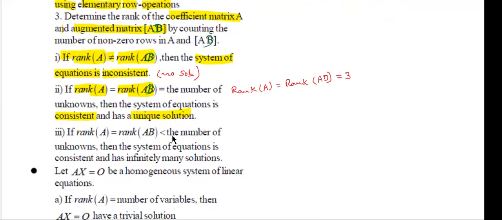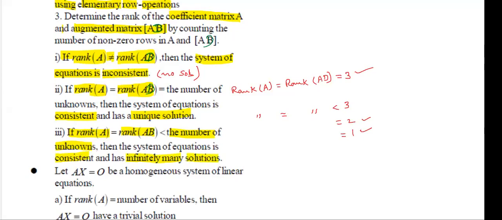Okay. And observe the third point. If rank of A is equal to rank of AD and less than the number of unknowns, that means rank of A is equal to rank of AD less than 3. Less than 3 means both are equal to 2 or both are equal to 1. Exactly 3 means unique solution. Less than 3, that is, both the ranks equal to 2 or 1, means we will say that the system is consistent and it has infinitely many solutions.